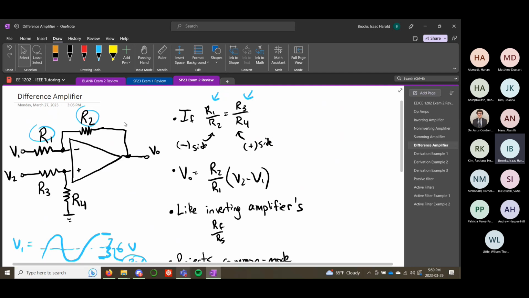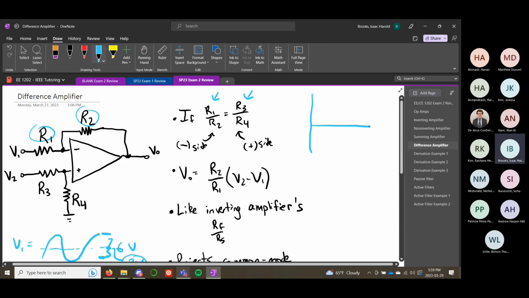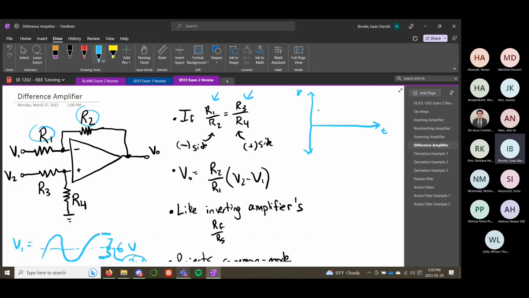Yeah, so when we have a sine wave, right? Say that this is time and this is your voltage. Bias is what we call kind of the middle part of the sine wave. A normal sine wave kind of looks like this, and that's biased at 0 volts.